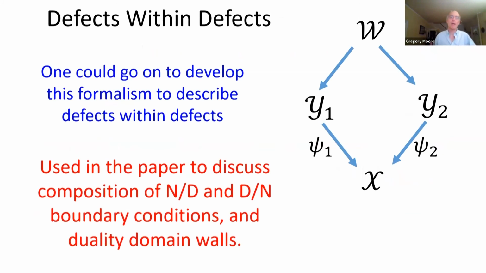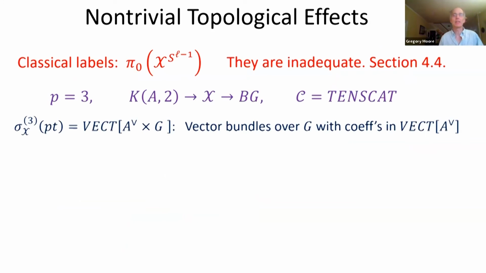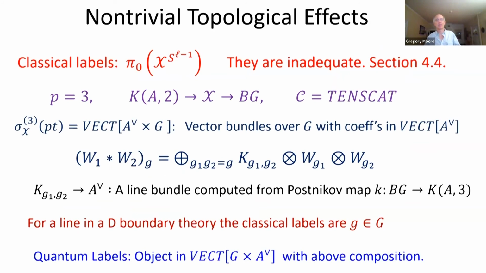And you can go on and describe defects within defects. And we use that in the paper to describe the composition of domain walls that separate Neumann boundary theories from Dirichlet boundary theories and vice versa, and how they multiply. Now, I said before that classical labels are inadequate, and I'm running out of time, so I won't go through this, but we have very explicit examples in the paper where the classical labels give you completely the wrong picture for how to label defects.